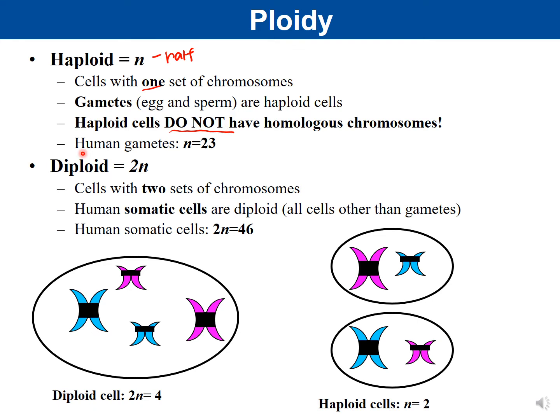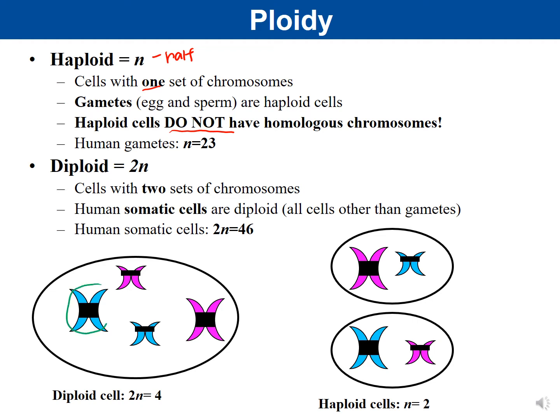So when we call a cell diploid, di means two. That means that it has homologous pairs. So notice that it says cells with two sets of chromosomes, meaning that the cell has the homologous pair. So if I look at the cell on the left, see if you can find where the homologous pairs are. And so I'm going to color code them for you.